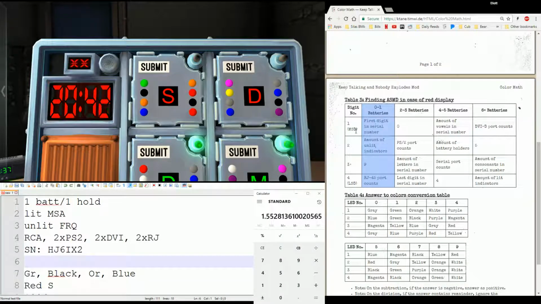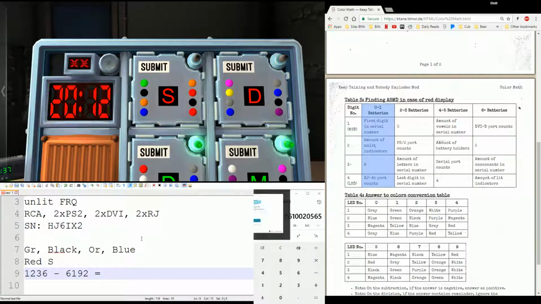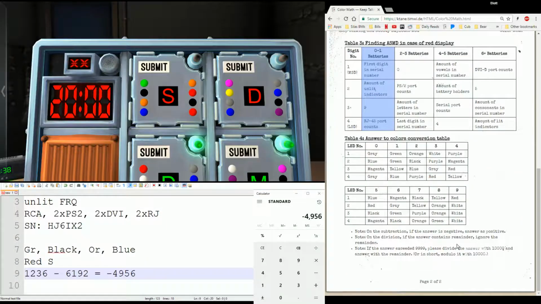So, first digit of serial number, that was a 6. Second digit was number of unlit indicators, that was 1. Third is a 9. Fourth is number of RJ45s. We had 2, interestingly enough, not just 1. So 1236 minus 6192 yields negative 4956.